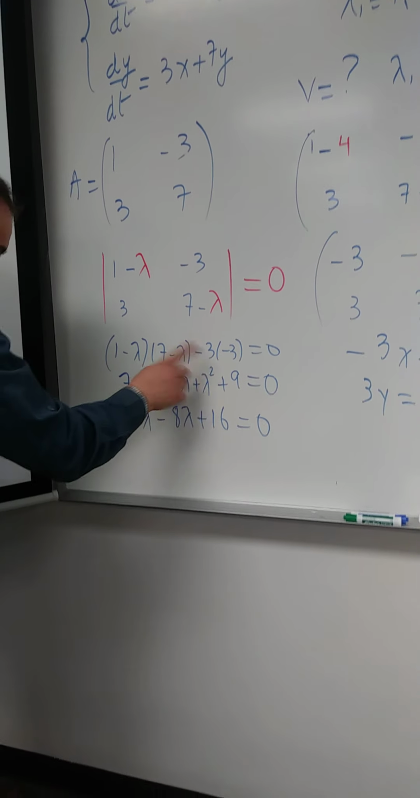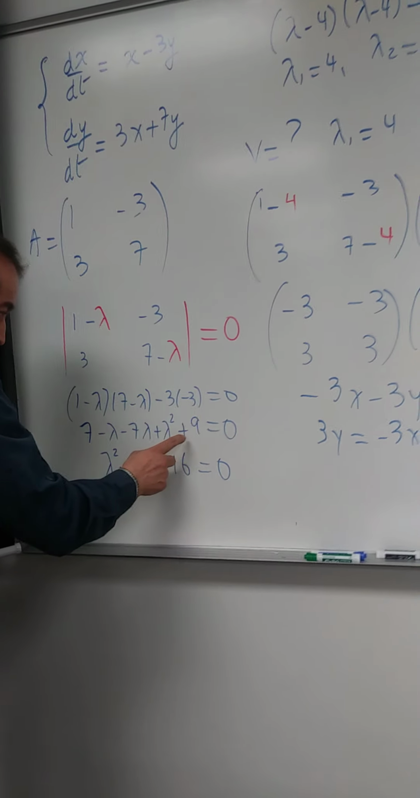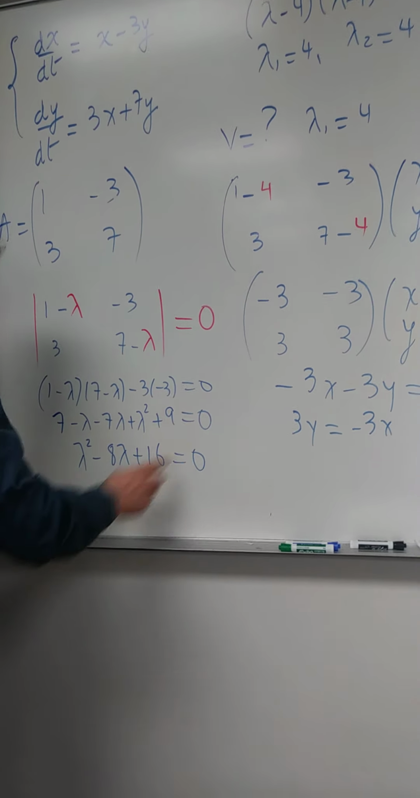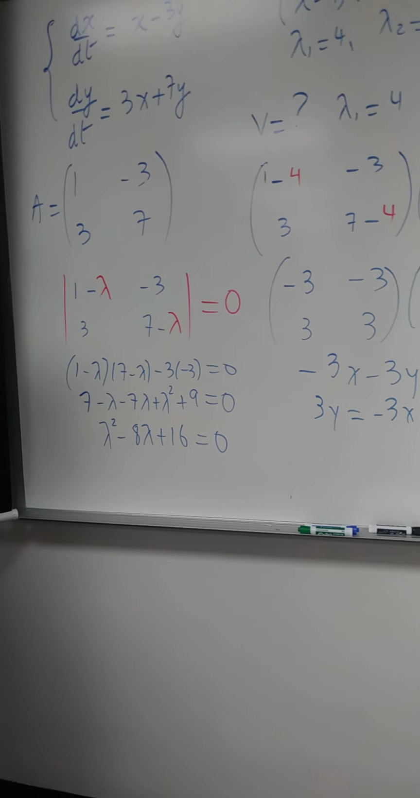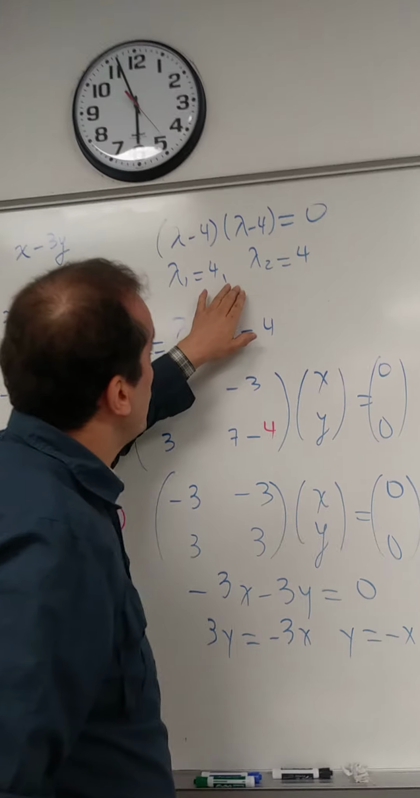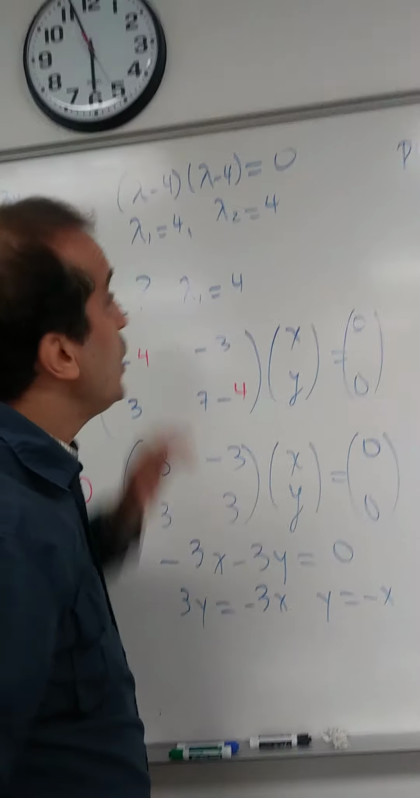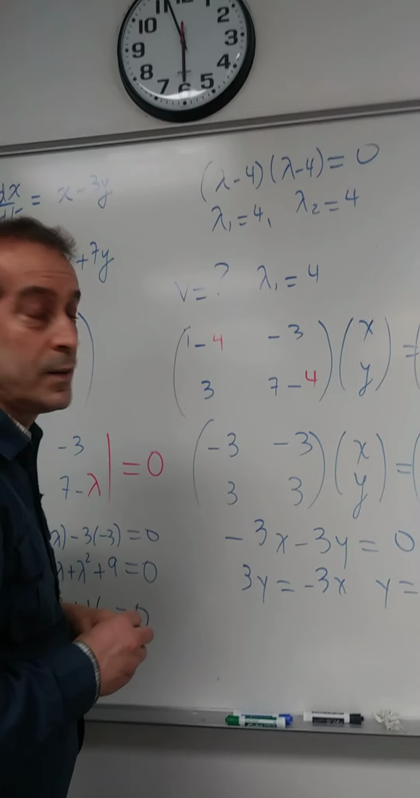Simplify it, so it's 7 minus lambda minus 7 lambda plus lambda squared minus 3 times minus 3 is plus 9 equals 0. Lambda squared minus 8 lambda plus 16 equals 0. Let's solve it up there. So I factored it here and we got lambda equals 4, lambda equals 4. Repeated eigenvalues. So this is the case of repeated eigenvalues.